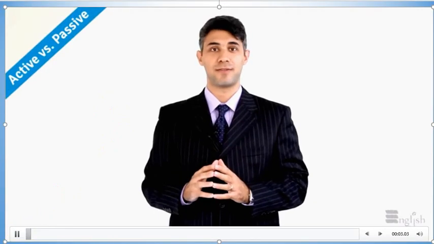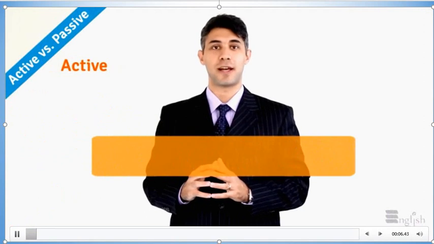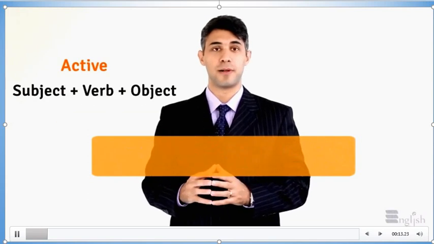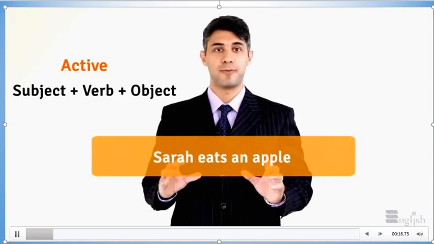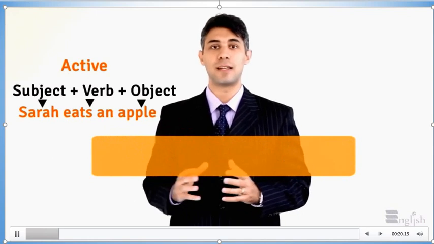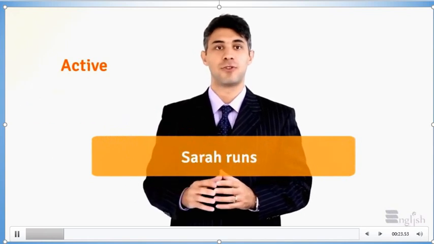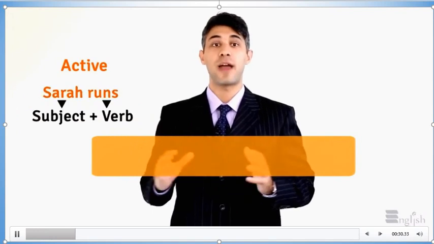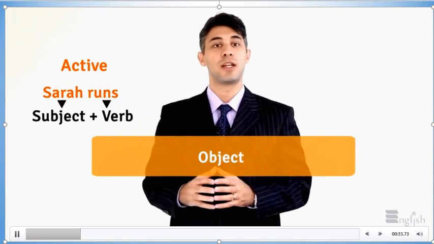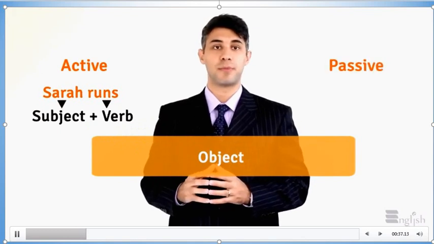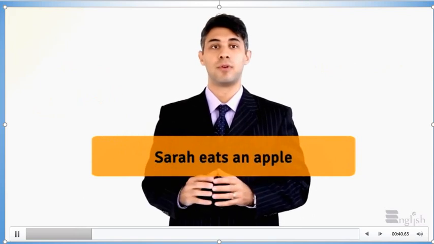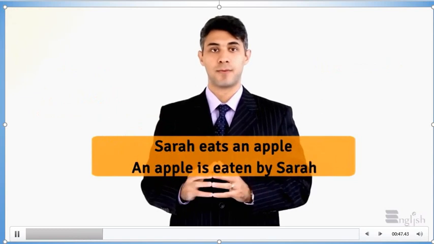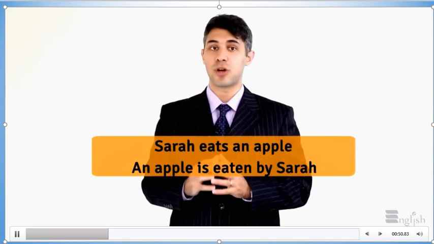Active versus passive. An active sentence has a structure like this: subject plus verb plus object. Example, Sarah eats an apple. Sometimes the verb doesn't need an object, like Sarah runs. Here the structure is just subject plus verb. But if you have an object, you can formulate your sentence in another form, which is called the passive. For example, instead of Sarah eats an apple, I can say an apple is eaten by Sarah. The meaning is more or less the same, but the structure is different.